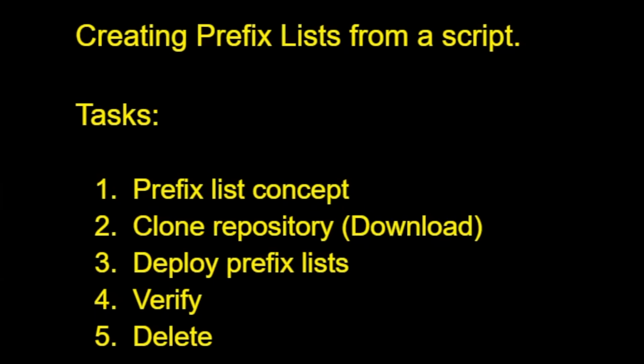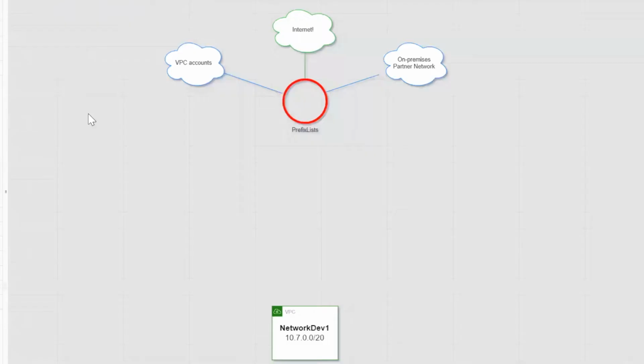So we'll go over the concept of prefix lists, why we use them, and why you should use them. We'll clone the repository. We'll deploy prefix list. We'll verify that they're there. Then we'll delete to make sure that the script can create and delete.